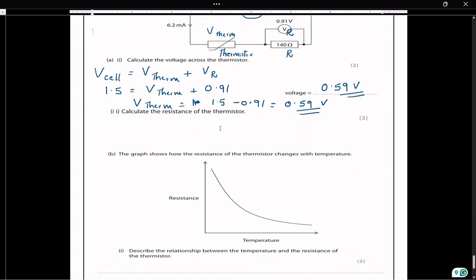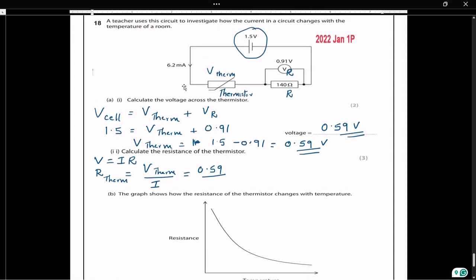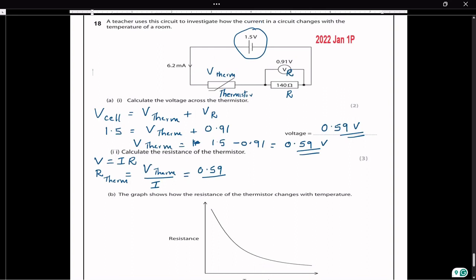Now calculate the resistance of the thermistor. From Ohm's law we know that V is the product of I and R. So to calculate the resistance of the thermistor, we have to know the voltage across the thermistor over the current flowing through the thermistor, which is the circuit current itself. The voltage of the thermistor we calculated as 0.59 over the current flow, it's given a current of 6.2 milliampere.